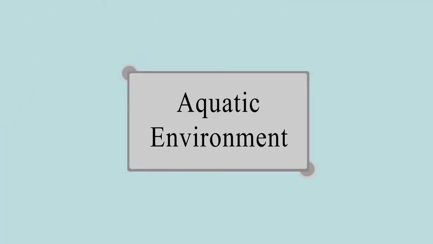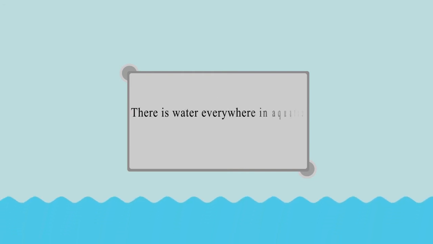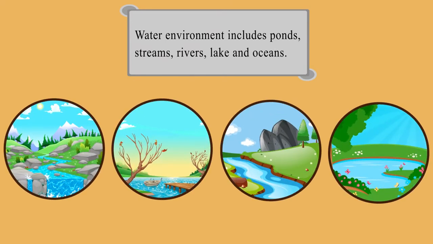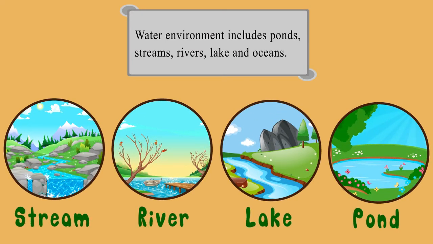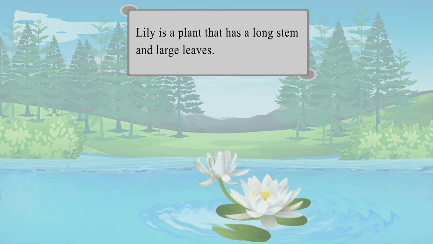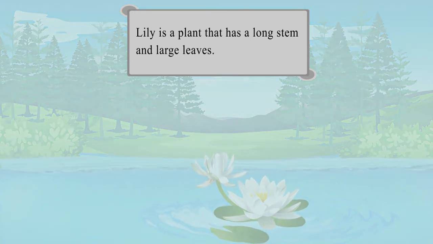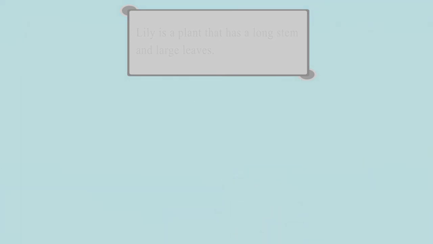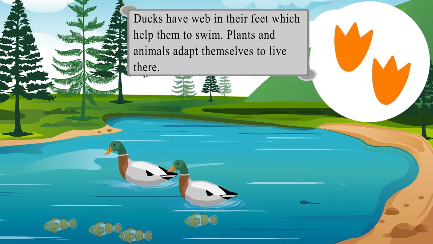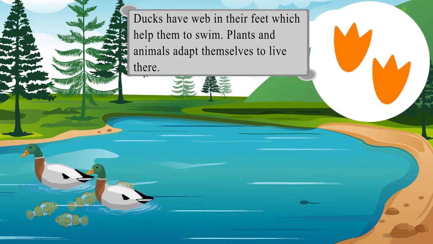Aquatic environment. There is water everywhere in aquatic environment. Water environment includes ponds, streams, rivers, lakes, and oceans. Lily is a plant that has a long stem and large leaves. Ducks have webs in their feet which help them to swim. Plants and animals adapt themselves to live there.